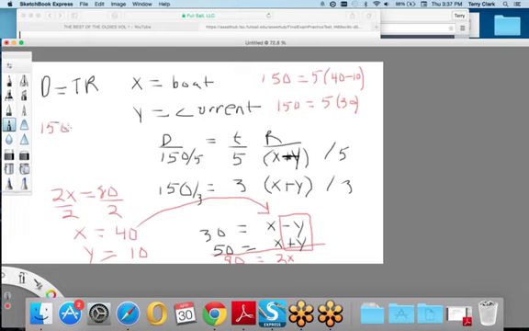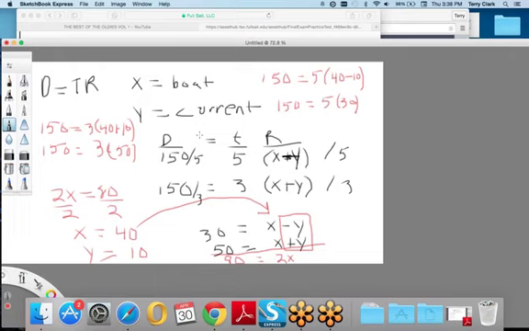150 equals 3 hours times 40 plus 10. 3 times 50 equals 150 as well. So at 3 hours times 50 miles per hour, you get 150 as well.